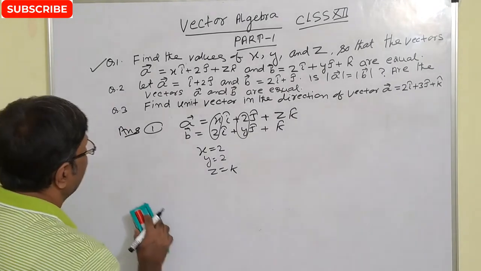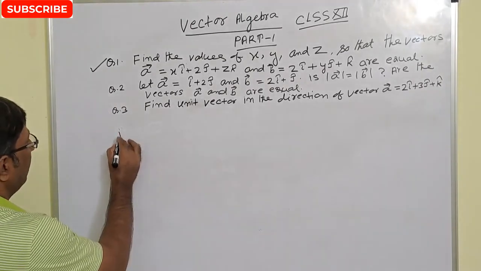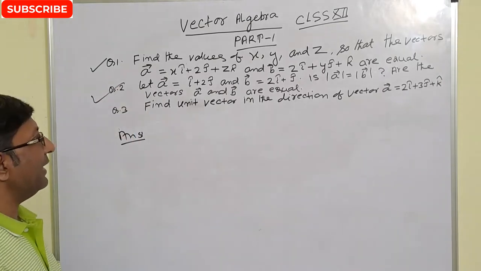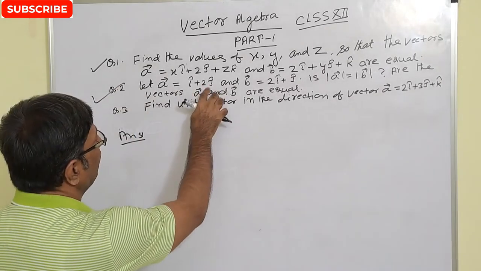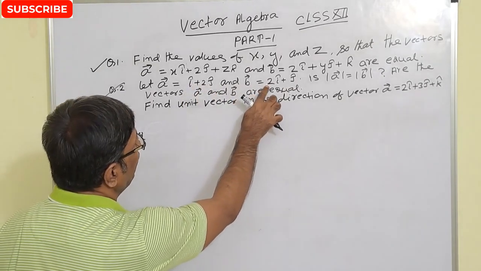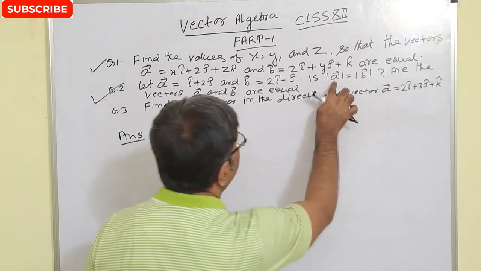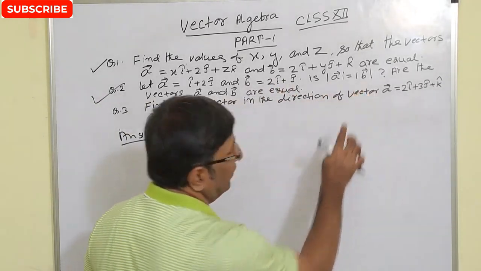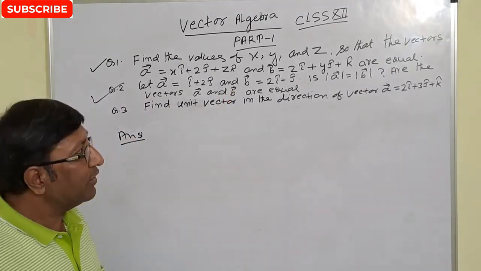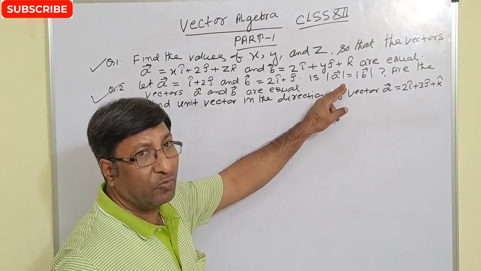Now see answer second. So now see what is question 2. Question 2 is what? Let a vector be given as unit vector i plus 2 unit vector j, and b vector be given as 2 unit vector i plus j. Is magnitude of vector a equal to magnitude of b? This is the first part. Two vectors are given, a vector and b vector. The first part is what? Is magnitude of a vector equal to magnitude of b vector?